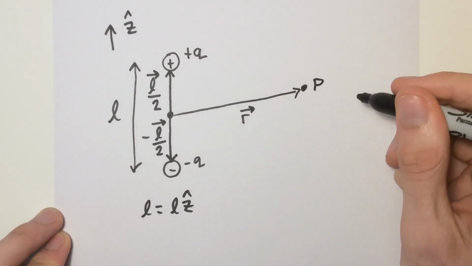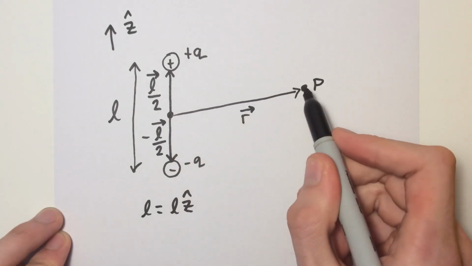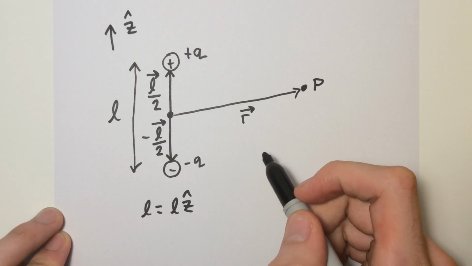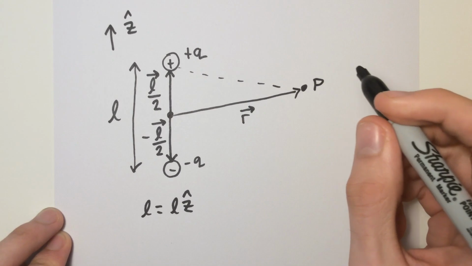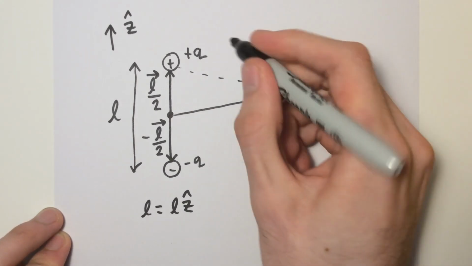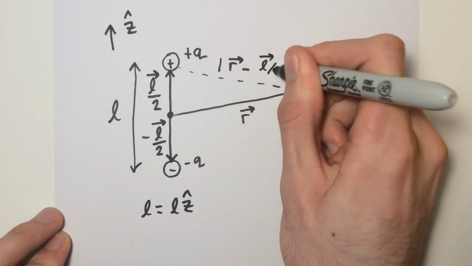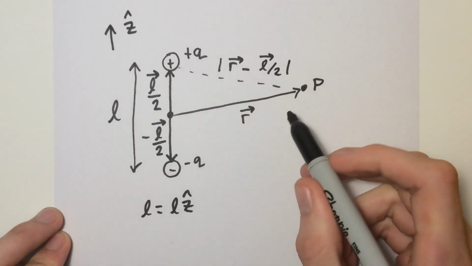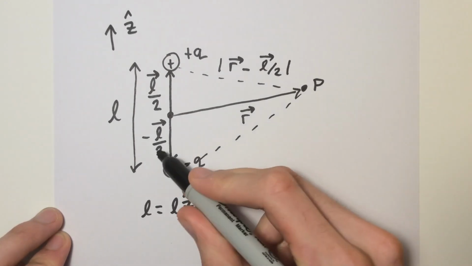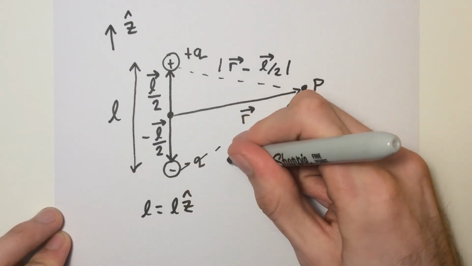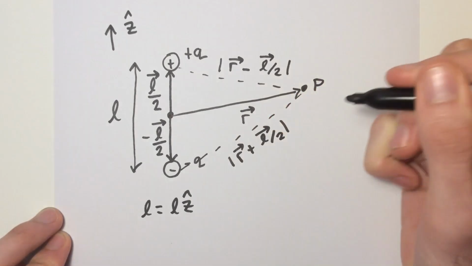P. Okay, so let's find the distance from each charge to this point P, and that's simply basic vector subtraction. So the distance is going to be the modulus of R subtract L over 2. And for the negative charge, like so, since this is minus L over 2, then this distance is going to be R plus L over 2.